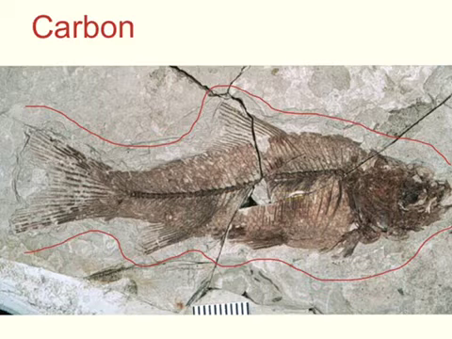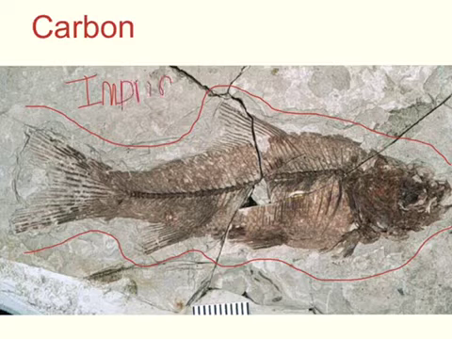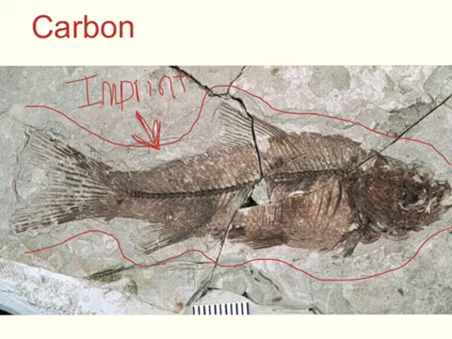And so under high pressure and heat, under millions and millions of pounds of dirt and sediment, the rest of the fish begins to decompose, the carbon is left behind, leaving a carbon imprint. And this is exactly what it looks like.